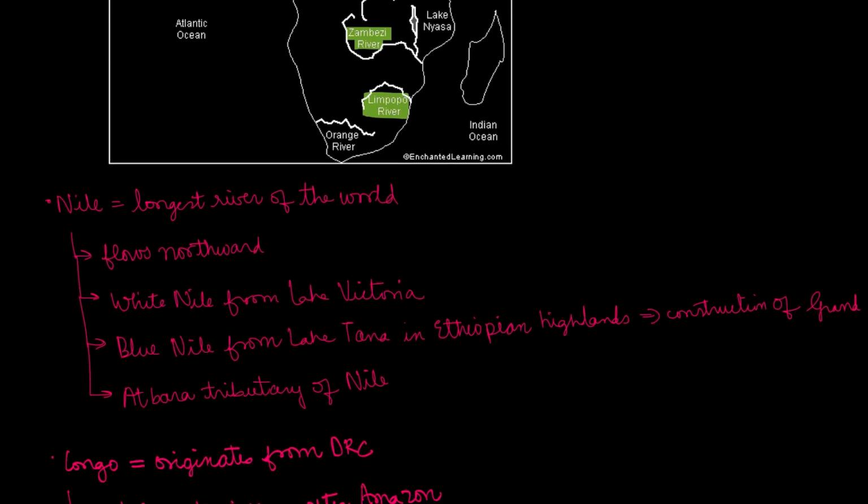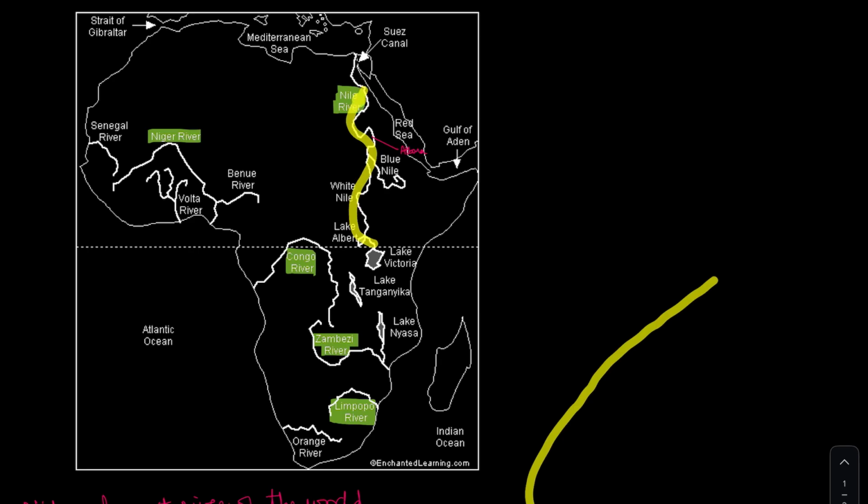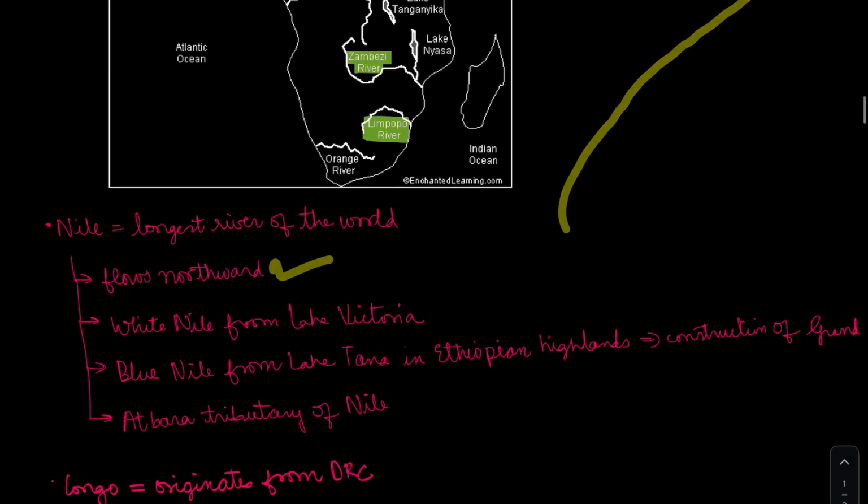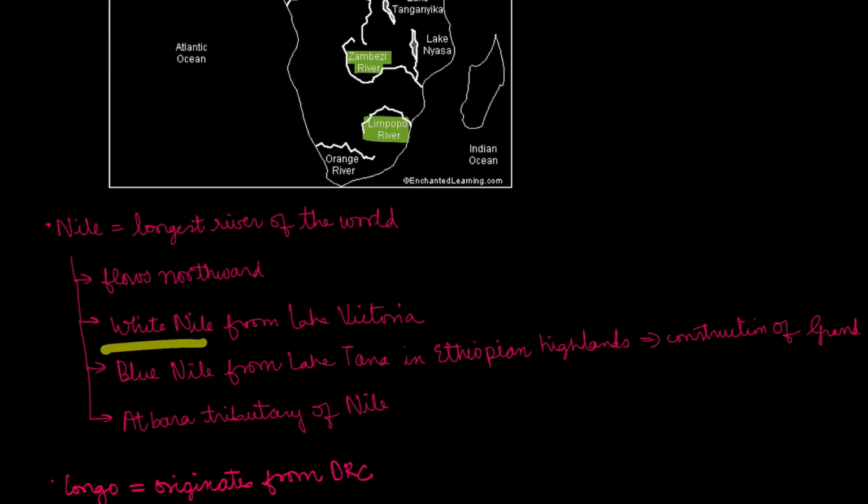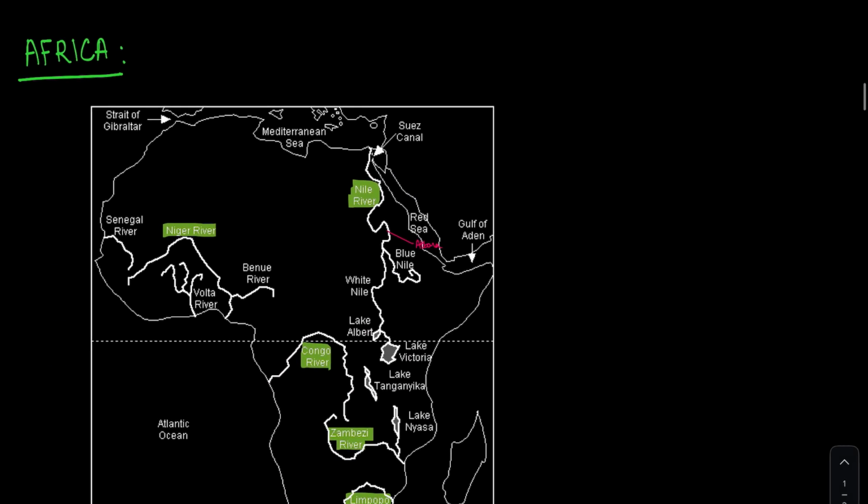So going to the Nile River first. It is the longest river in the world. It flows northwards, like towards here. Nile flows like this. Then the White Nile forms from Lake Victoria. So there's Lake Victoria and the White Nile. This is Lake Victoria.